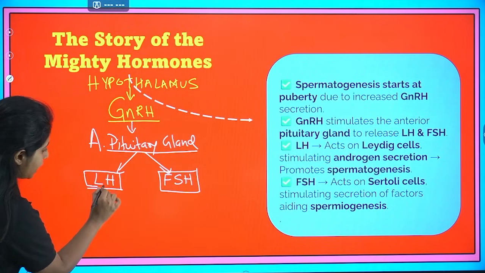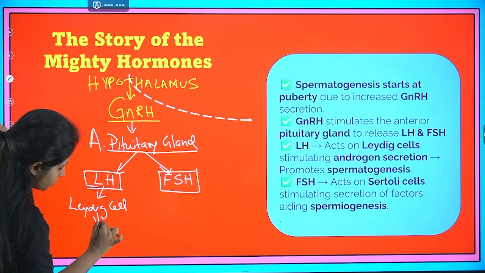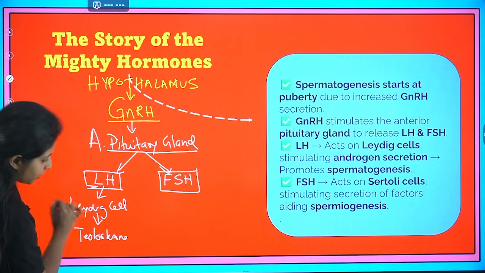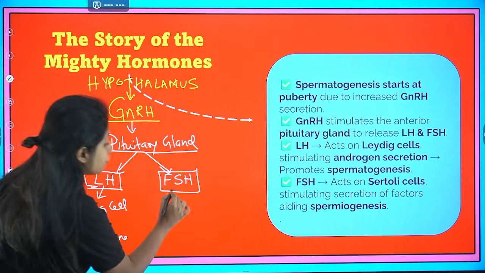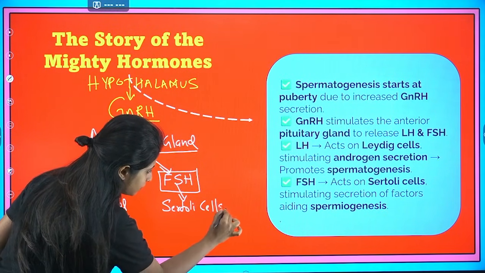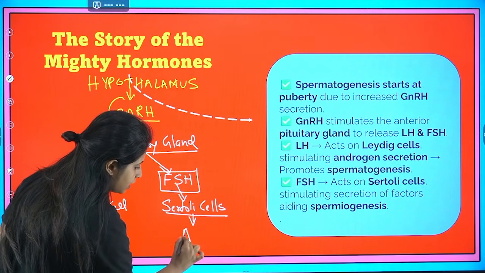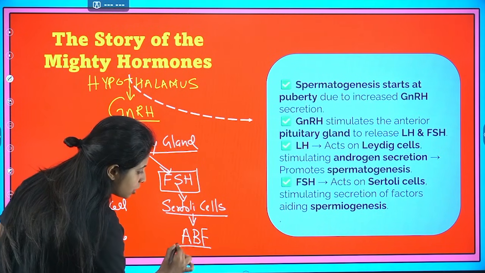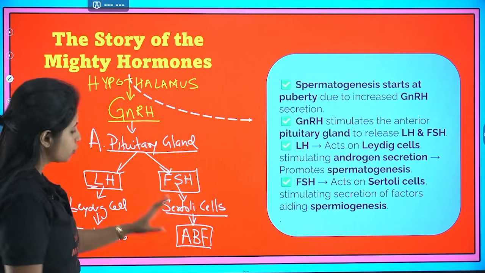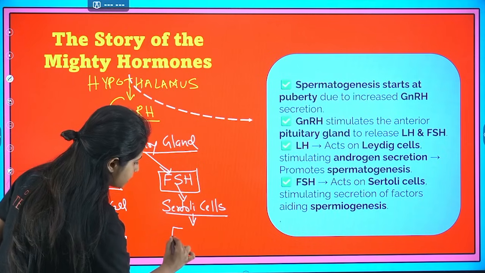This LH. LH is going to act on the Leydig cell, and the Leydig cell will now be producing hormones, especially testosterone. So LH and Leydig, you can remember like that. What about FSH? FSH is going to act on Sertoli cells. And Sertoli cells are going to produce some factors: ABF, androgen binding factors. That means this is an androgen, and to bind it you have androgen binding factors. But you do not need to remember ABF because I know it's too much for you, I'm just writing some factors.